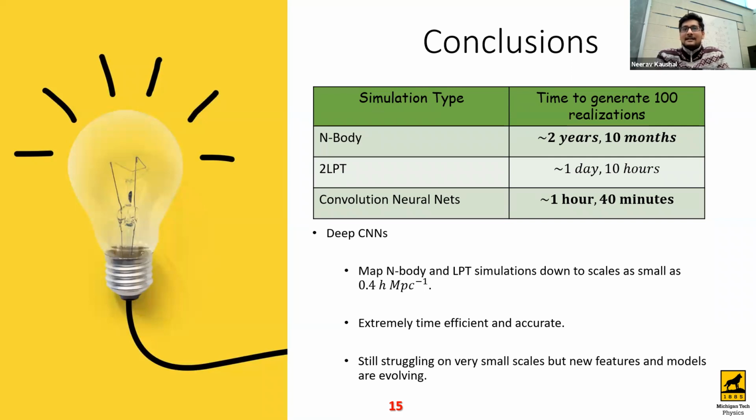So we conclude that deep CNNs map from LPT to N-body simulations down to scales that are as small as 0.4 Mpc. Mpc means megaparsecs. And this scale is roughly the size of a galaxy. And they are extremely time efficient and accurate. We are still struggling on very small scales, but new features and models are still evolving.